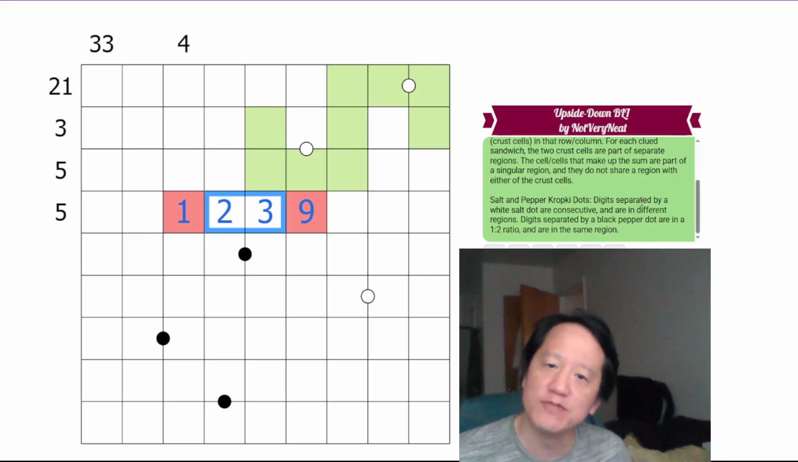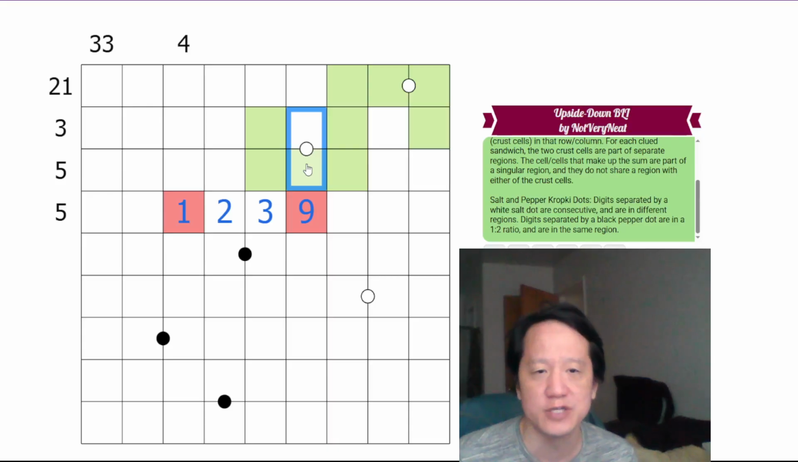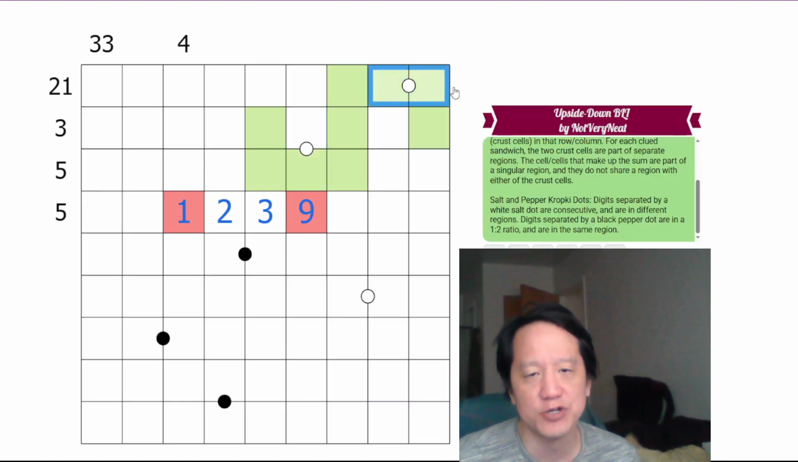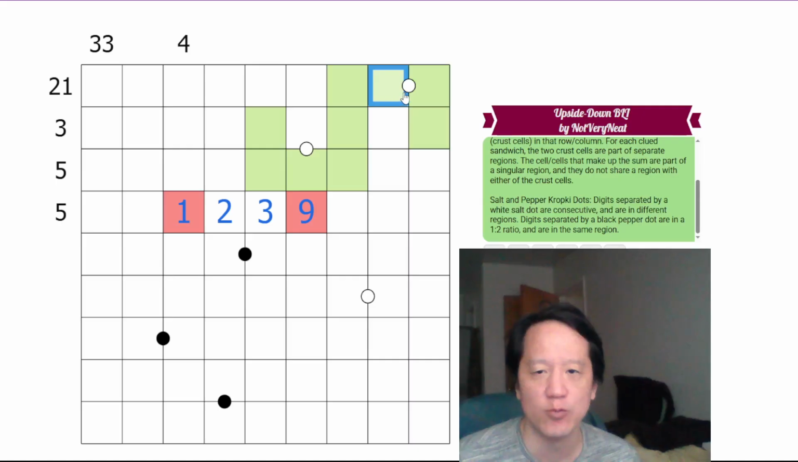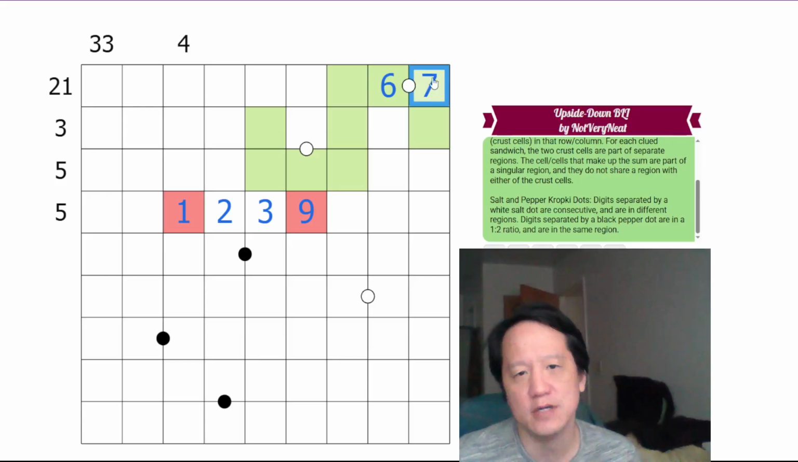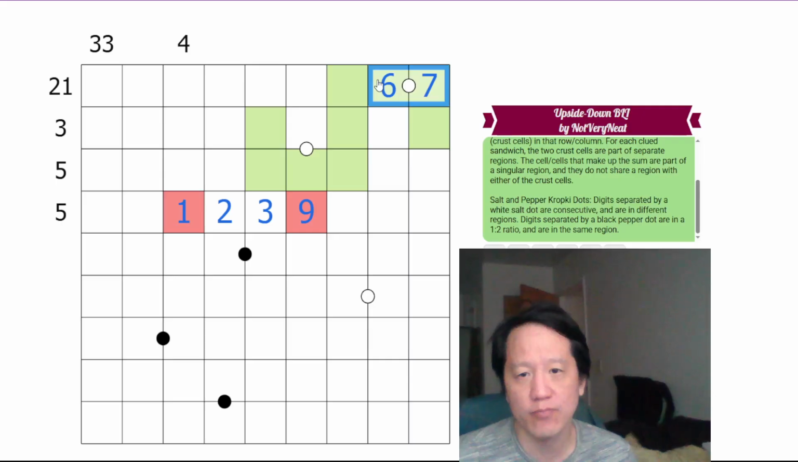And finally, we have salt and pepper Kropke dots, where digits separated by a white salt dot are consecutive and are in different regions. So this actually would not be able to work as a region, because these two must be in different regions because they have a white dot separating them. And for example, if this were 6, this would have to be 5 or 7, because these must be consecutive because there's a white dot between them.